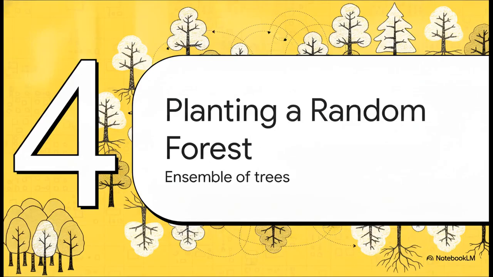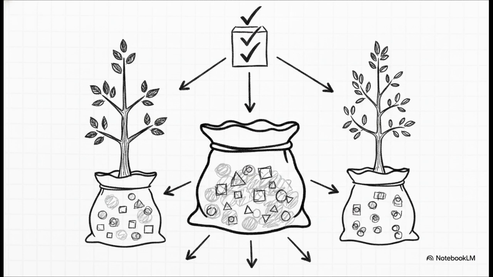Okay, zooming out now for section 4, planting a random forest. Time to take things to the next level. Since a single tree definitely has its limitations, we ensemble them. By training multiple independent trees and intentionally injecting random noise, we build a highly robust model that actively resists that nasty overfitting trap we just talked about.